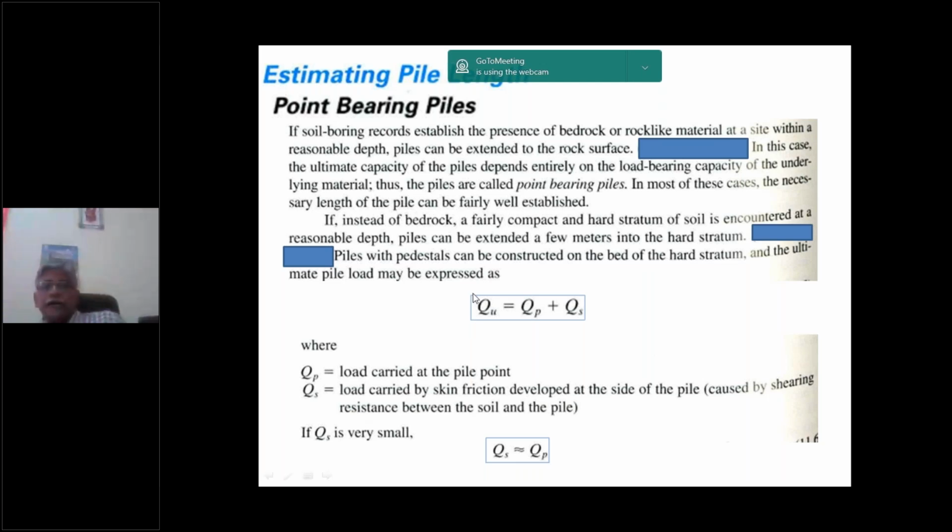So the total ultimate load is due mainly to the end bearing resistance as well as the skin resistance, or shaft friction load. These two, and QS is very small in the case of some soils where the friction is not mobilized. In that case, QS is taken as QP. So we already discussed these kinds of things.